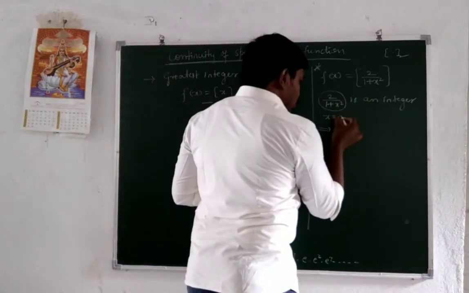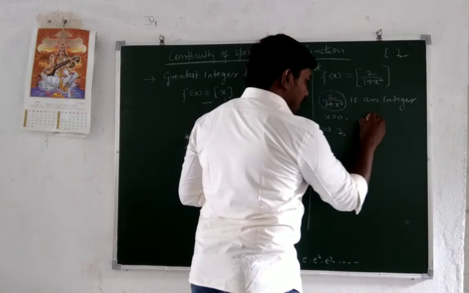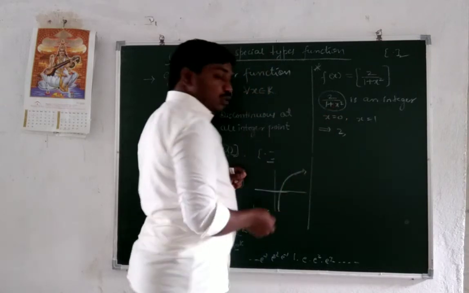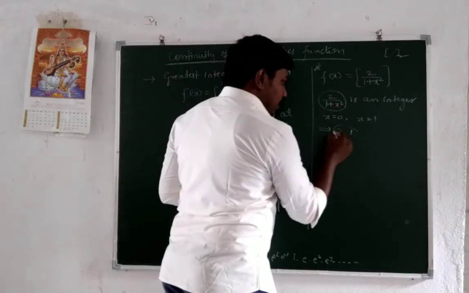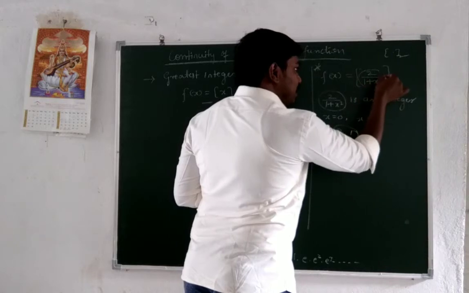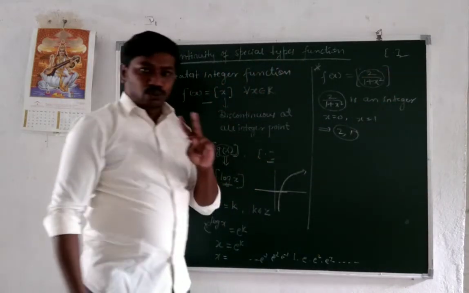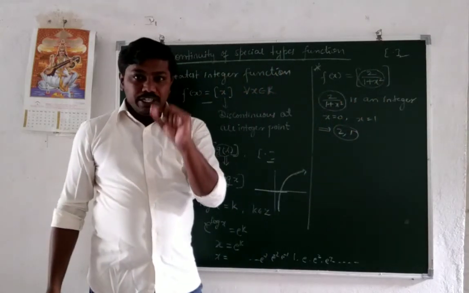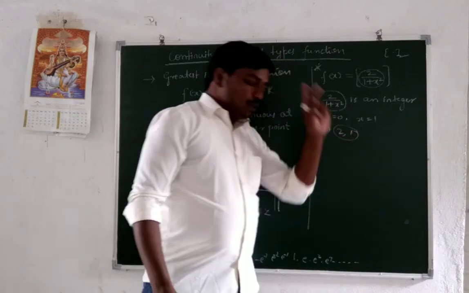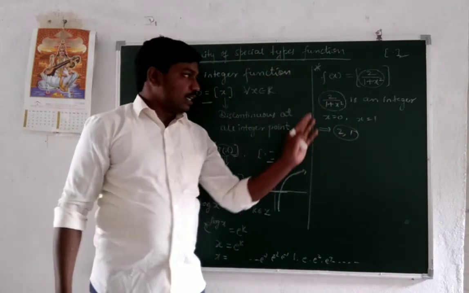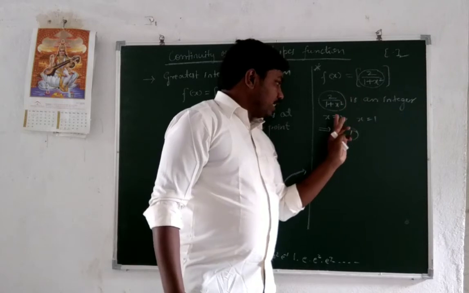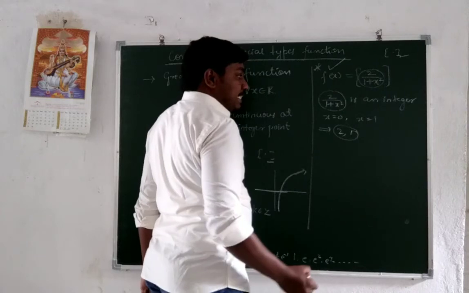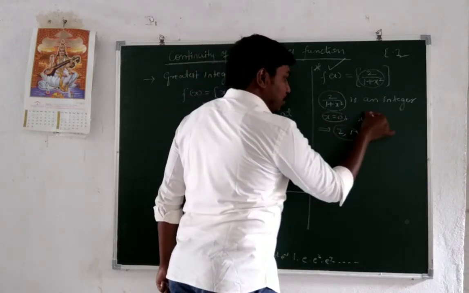Then suppose x is equal to 1. So what happens? 2 by 1 plus 1 square, 2 by 2 is 1. So 2 by 1 plus x square becomes an integer only for 1 and 2. The value 2 by 1 plus x square becomes only the integers 1 and 2, no other integer is possible. So that happens when x is equal to 0 and x is equal to 1. So f of x is discontinuous at x is equal to 0 and at x is equal to 1.